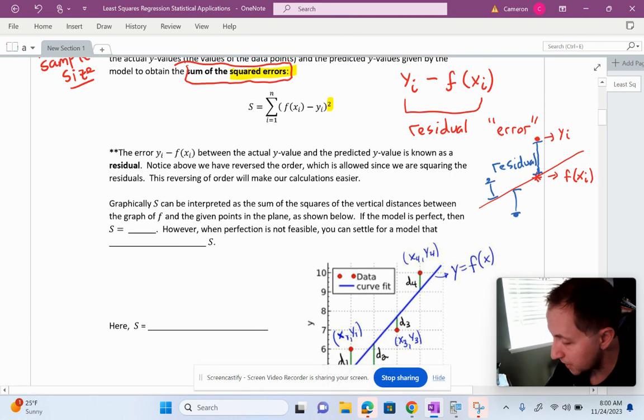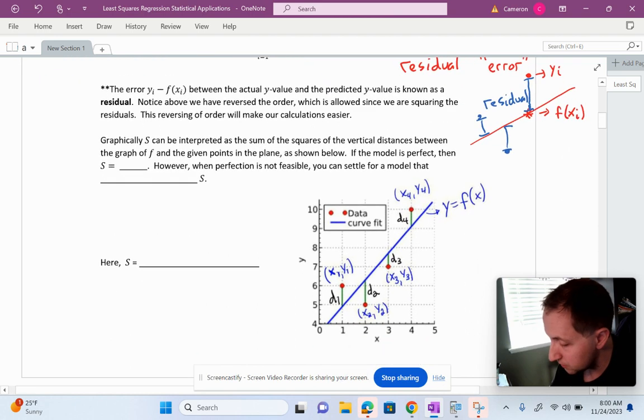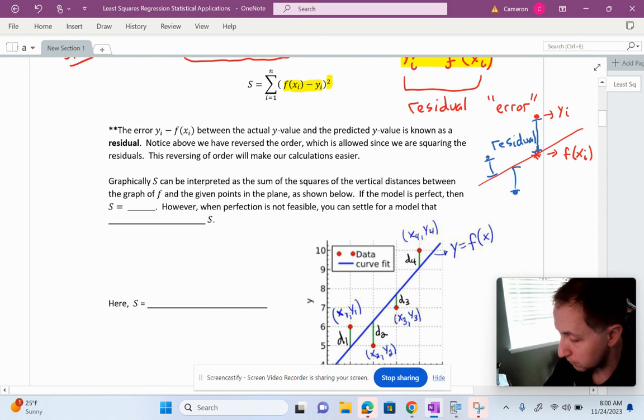And you'll notice I reversed the order inside the parentheses here. It'll just make our calculations a little bit simpler later. You could very easily do the actual residual and square it, but it just ends up giving you more negative signs than you would want. So because we're squaring it, we can reverse the order. It's going to give us the exact same result. So graphically, we're going to call this function S. S is going to be our sum of squared errors.